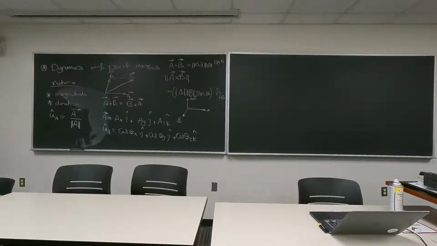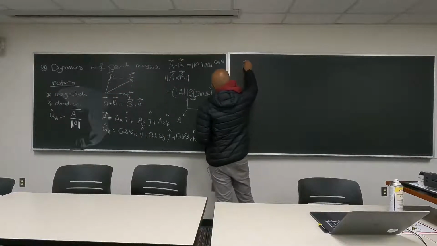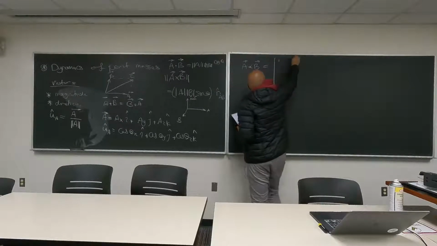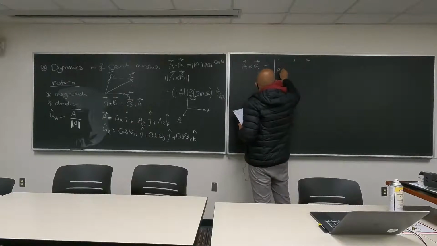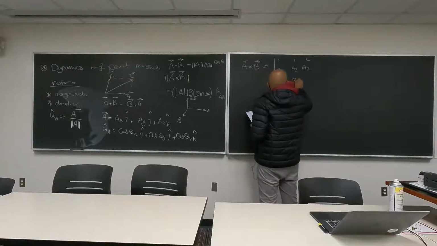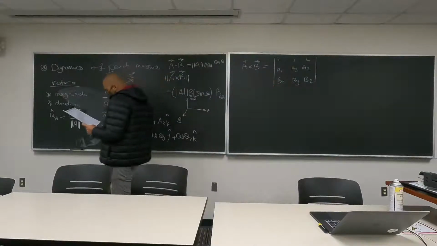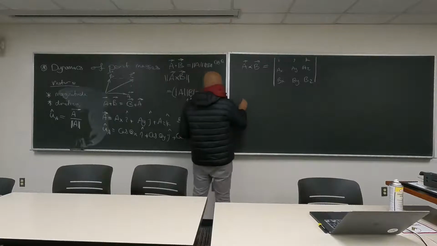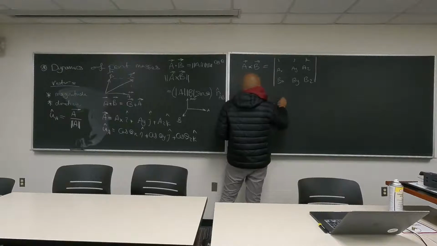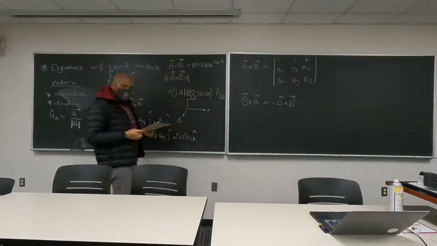How do we calculate the vector for the cross product? You have to take the determinant of this matrix in the Cartesian coordinate system, of course: AX, AY, AZ, BX, BY, BZ. Okay. And a cross product of B cross A is equal to negative A cross B. Is there any question so far?